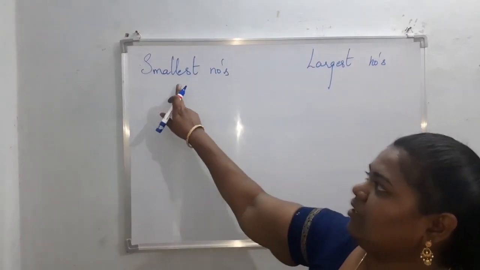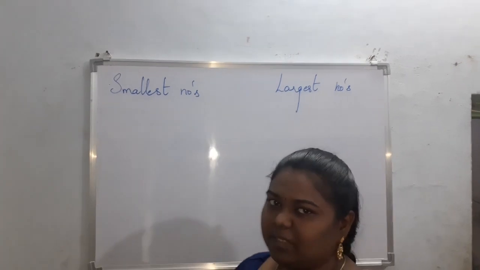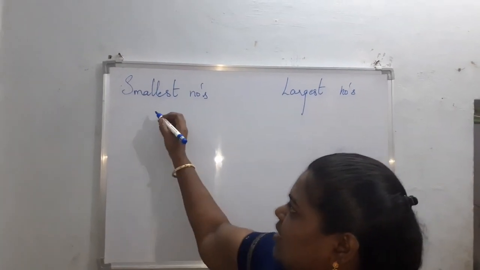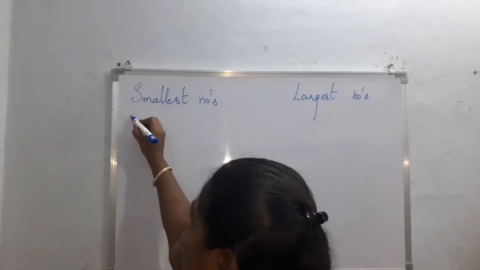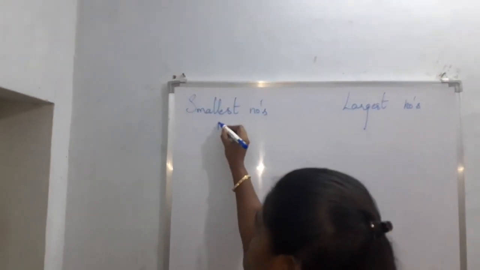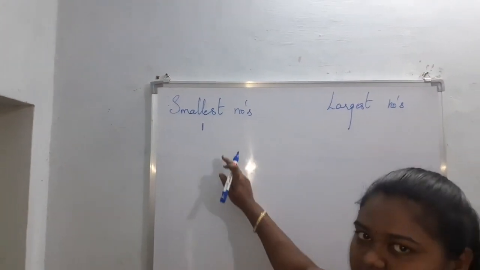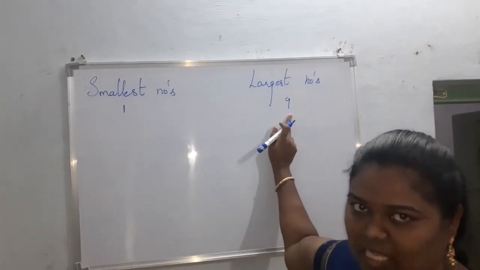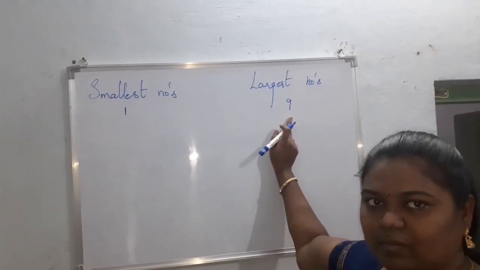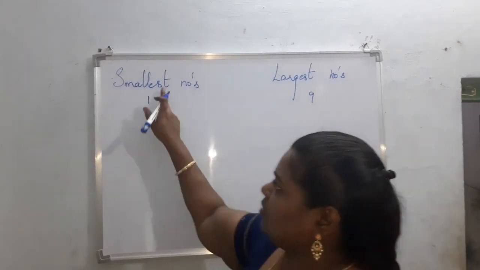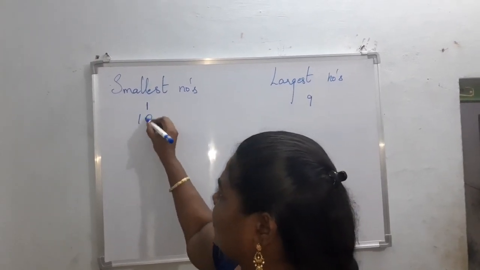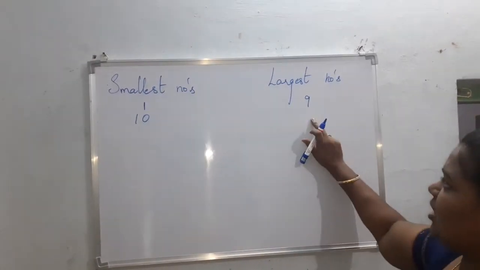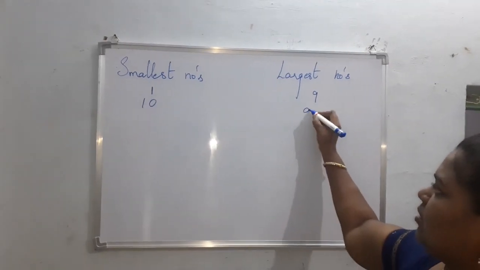Now we will learn about small numbers and large numbers. 1 is the smallest number in single digit and 9 is the largest number in single digit. The smallest 2-digit number is 10. The same way the largest 2-digit number is 99.